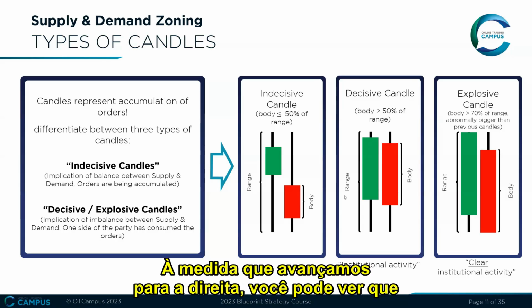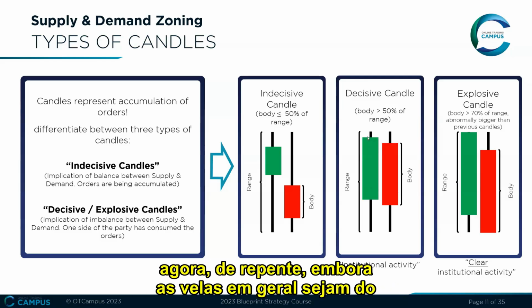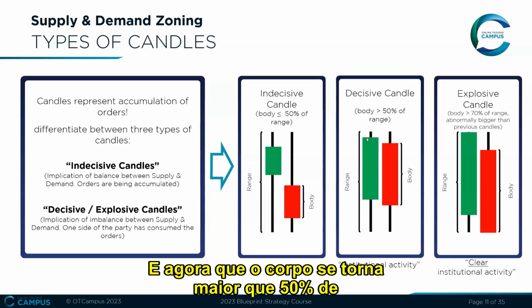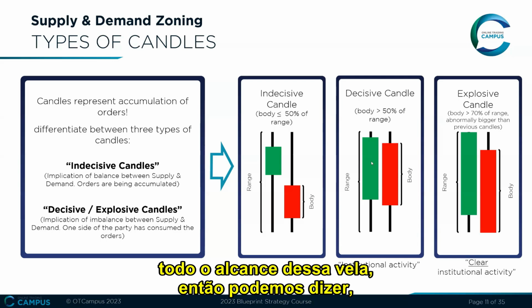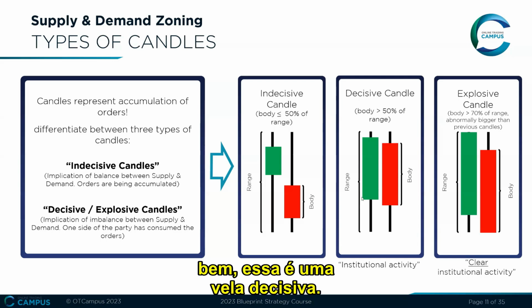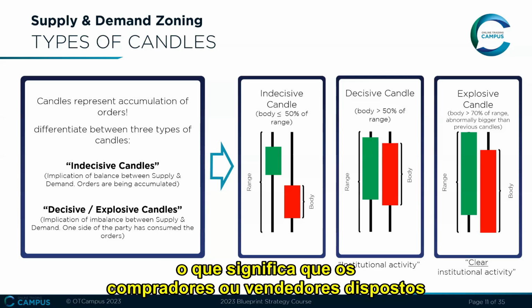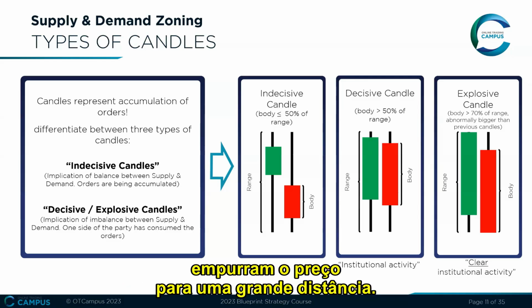As we move further to the right, you can see that now all of a sudden, though the candles overall are the same size, the bodies are bigger, right? And now as the body becomes bigger than 50% of the entire range of that candle, then we can say, well, that is a decisive candle. That is a decisive candle because the close and the open are far apart from one another, meaning that the willing buyers or the willing sellers pushed price quite a distance.